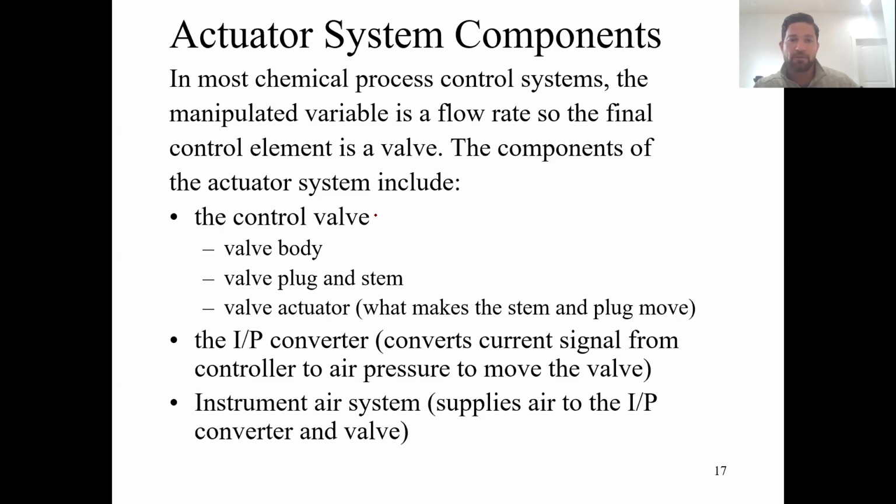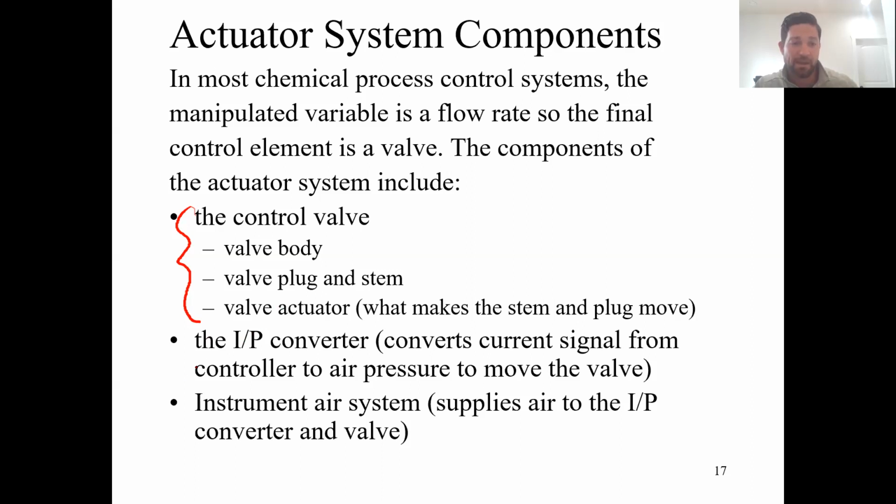Okay, a typical control valve actuator system consists of a variety of components. One of the main components that we care about is the control valve, which is what we talk about primarily. Also important is an IP converter, which converts a current to an air pressure, and then an instrument air system. For a pneumatic valve, the valve is going to open and close by a change in air pressure, so the system has to be connected to some sort of instrument air. There's an IP converter, and then there's a control valve.